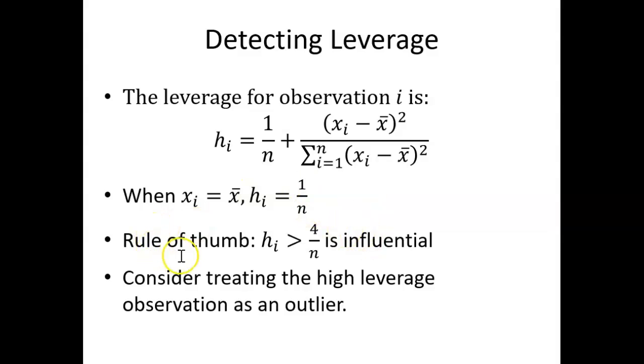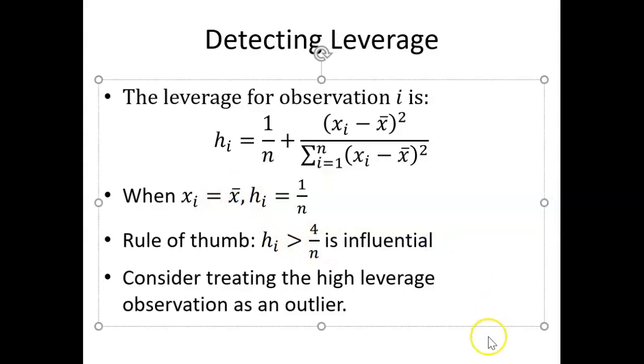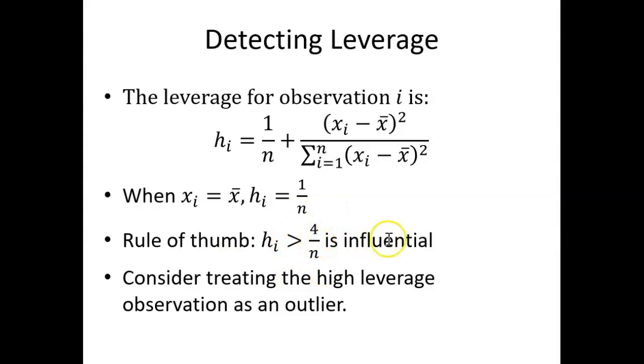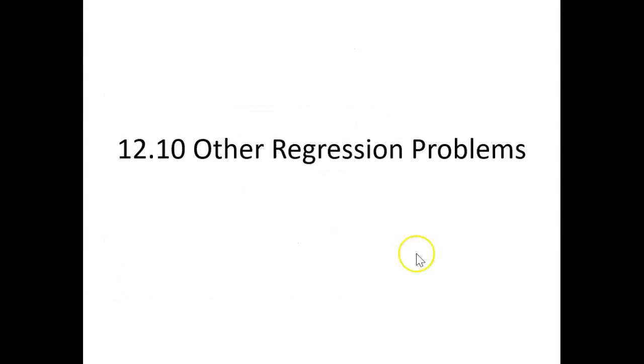So one rule of thumb is that if the leverage statistic is 4 times greater than the leverage statistic at the mean, then the variable is potentially influential. Okay, and if you have observations like that in your data, you can consider treating the high leverage observation as an outlier. Okay, and then our last section of this chapter is other regression problems or other regression issues.